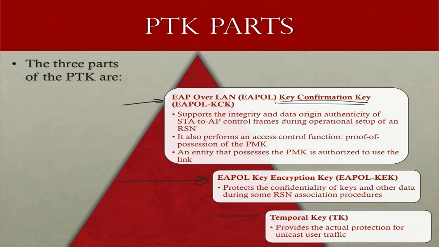The temporal key is the one we use for encrypting data. It provides the actual protection of unicast user traffic. Because for multicast and broadcast, it's something else, and we'll talk about this. So the pairwise transient key is three keys: the key confirmation key, the key encryption key, and the temporal key.